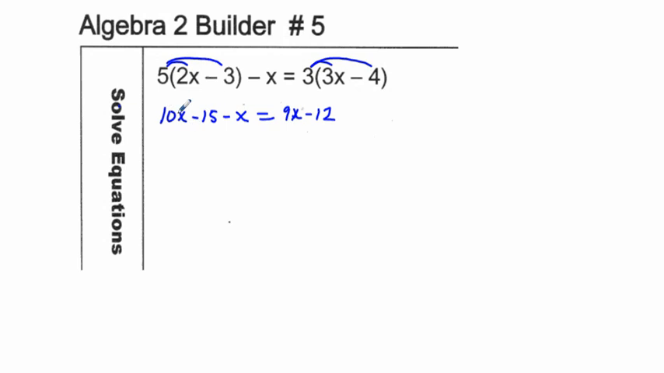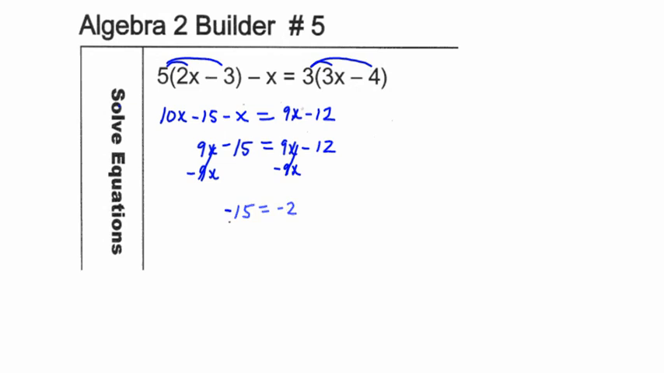And then we can combine the x terms on the left side, so we get 10x minus x is 9x. And we have 9x minus 15 is equal to 9x minus 12. And you should be able to see something already, I hope. And if not, let's just continue. If we subtract 9x from both sides of this equation, we get negative 15 is equal to negative 12.